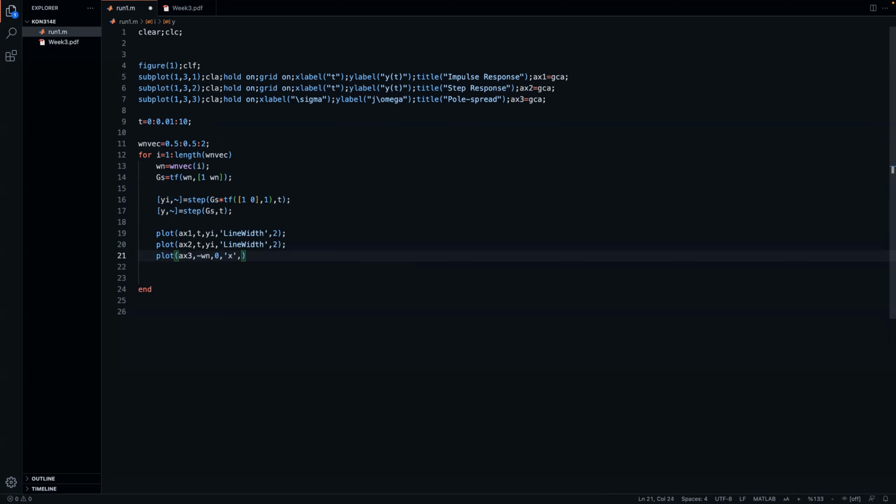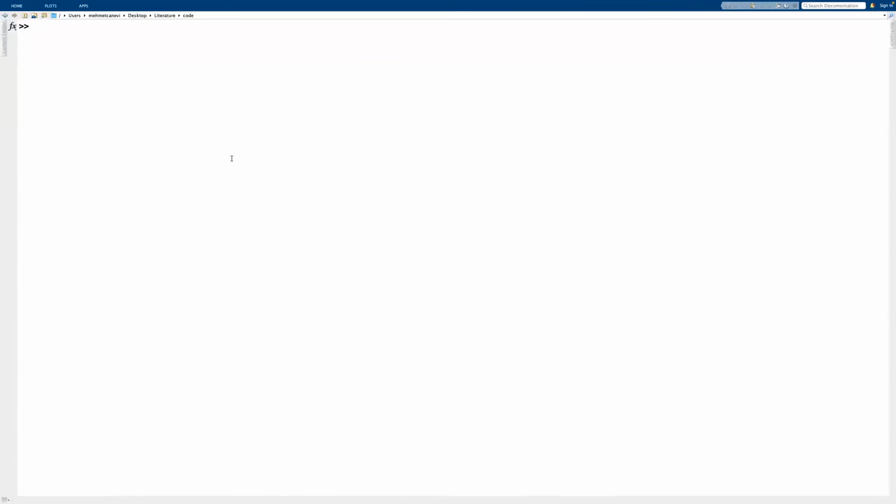Let's provide letter X for its marker and line width 2. And yeah, that should be actually it. If you're interested in the step response, impulse response, actually this should go away. And yeah.